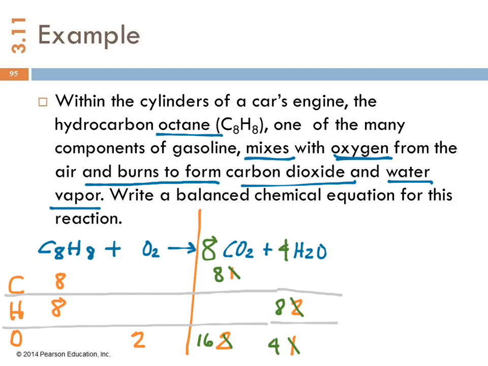Oxygen. On the left side, we have 2 oxygens. On the right, we have 16 plus 4, which is 20. So we need to put a 10 over here. And by saving that for last, when we put a coefficient on that one, we don't mess up something we've already fixed, because that can happen. So there's our balanced equation. Any questions?